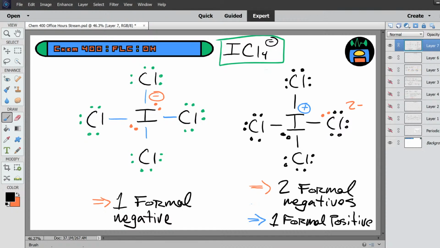Dude, yeah. After taking 401, you're like, oh man, I miss the days where we could just draw dots, and we didn't have to worry about chemical equilibria or the Nernst equation. Yeah, dude, that totally makes sense.